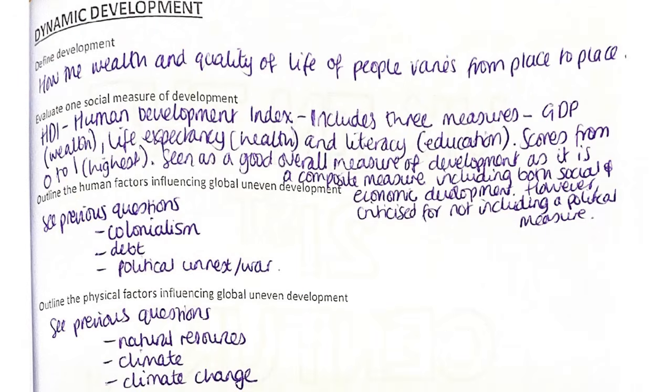And these are the ones that have not come up. So define development, so how wealth and quality of life varies from place to place. Evaluate one social measure of development, so HDI includes 3 measures, GDP, life expectancy, literacy, scores from 0 to 1, seen as a good overall measure of development because it's a composite measure and includes both social and economic, however doesn't include a political measure.